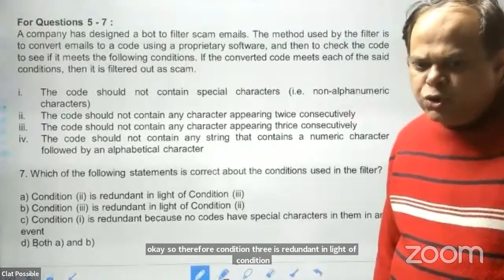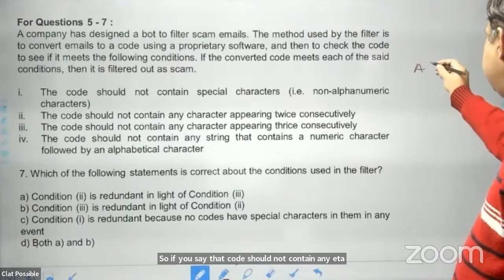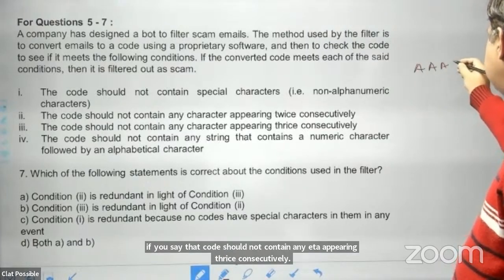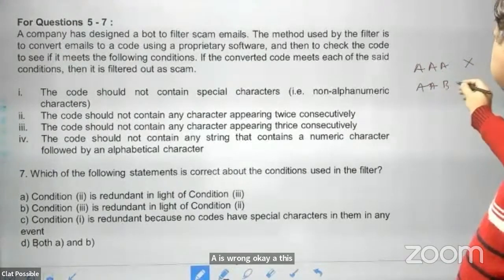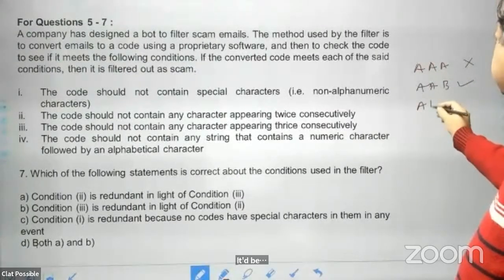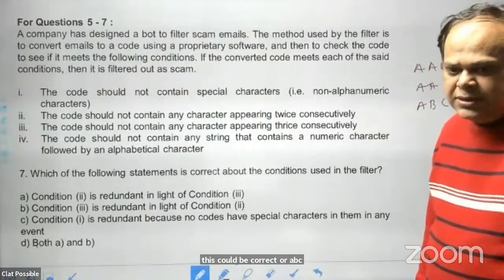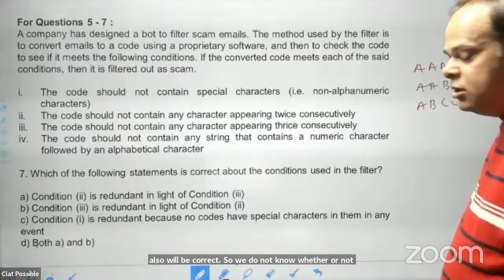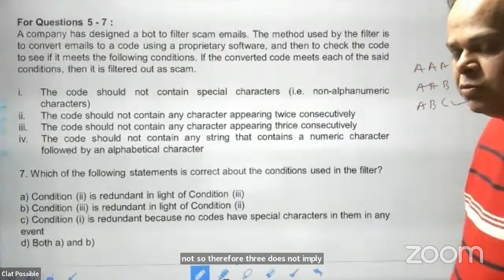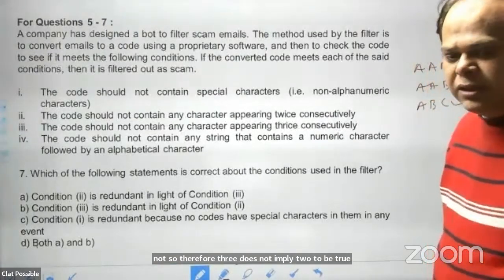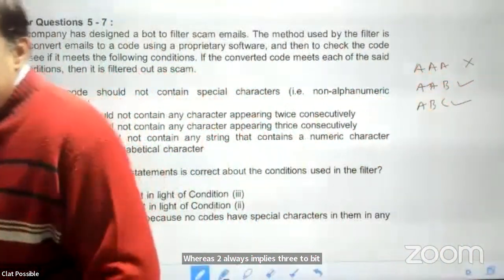If you say that the code should not contain any character appearing thrice consecutively, then A, A, A is wrong, but A, A, B could be correct, or A, B, C will also be correct. So we do not know whether there is a bar on appearing twice consecutively or not. Therefore, 3 does not imply 2 to be true, whereas 2 always implies 3 to be true. So option B is the correct answer, not D.